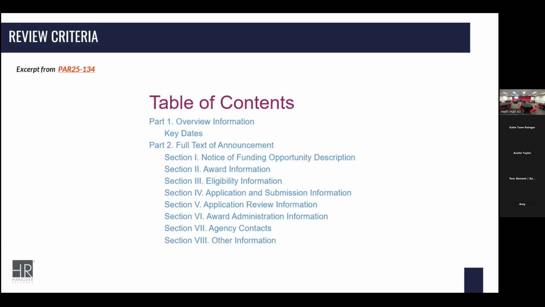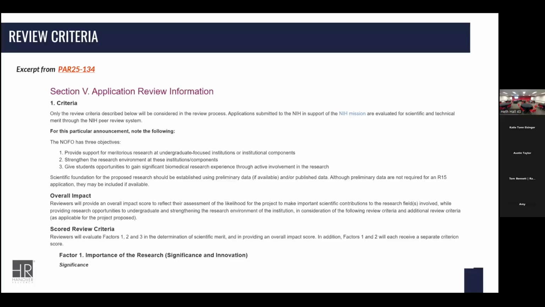All right, and I'll go through the review criteria. Pretty standard, similar to other NIH submissions. Again, one of the primary differences, they're looking for that undergraduate focus. So similar conversations, similar questions posed as someone pursuing an R01, but area R15 has its own considerations, primarily undergraduate institutions, teaching focused institutions, and institutions that have the ability to expand their research capacity if supported with this award.